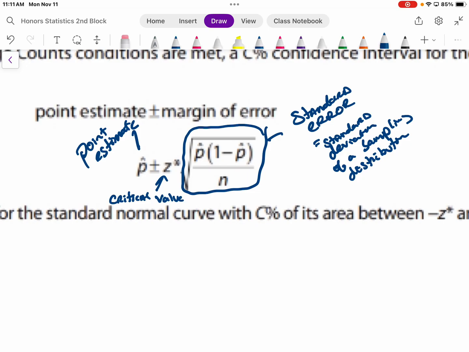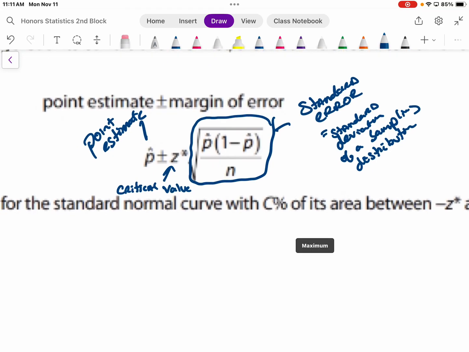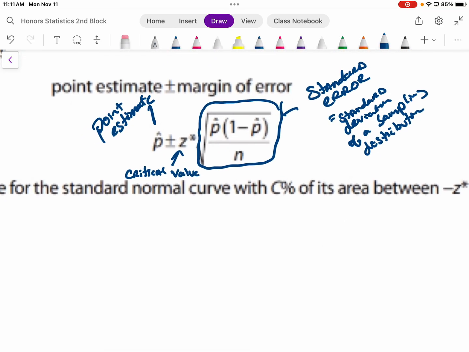All right, so we've been working with that formula. The only difference is instead of having p's in there, we've got p hats. That's the only difference. So we're taking that standard deviation of a sampling distribution, which is now known as our standard error. In either case, whether it's today's case or the means, that little square root fraction part is your standard error. Your margin of error is based off of the critical value times whatever that thing is.